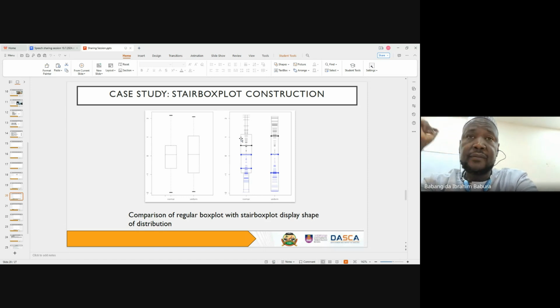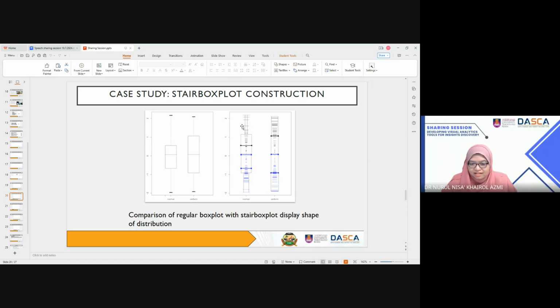Yeah, it's very interesting because we can see how the observations themselves are distributed in the stair box plot. And do you have the code, an R package, for the stair box plot?